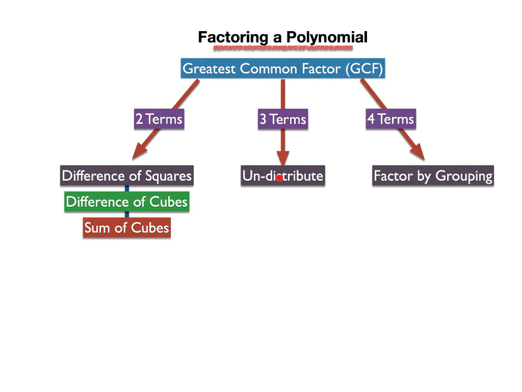If it has three terms, then we undistribute. This is the RS method that we talked about. R times S has to equal C, or R times S has to equal AC. This is if A does not equal 1. And the other one is if A equals 1. So we have those two different ones to look at.